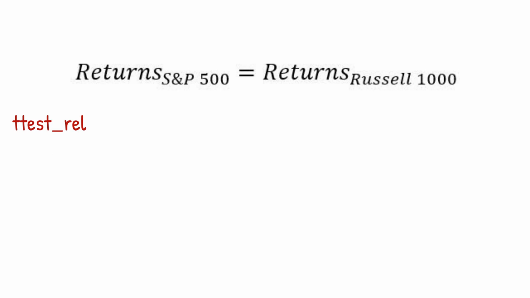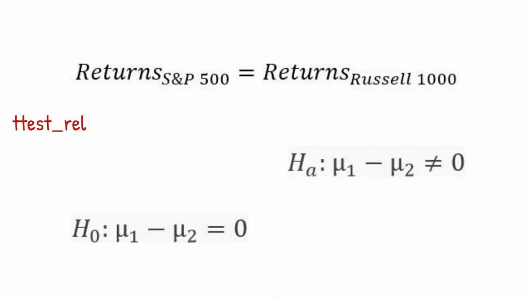Since this is a two-tailed test, we can write our null hypothesis as return on S&P 500 index, or mu1, minus the return on Russell 1000 index, or mu2, equal to 0, versus the alternative hypothesis of mu1 minus mu2 is not equal to 0.